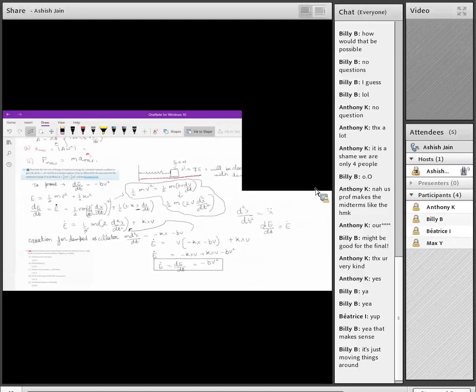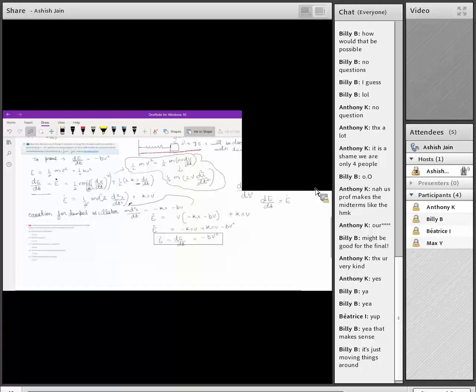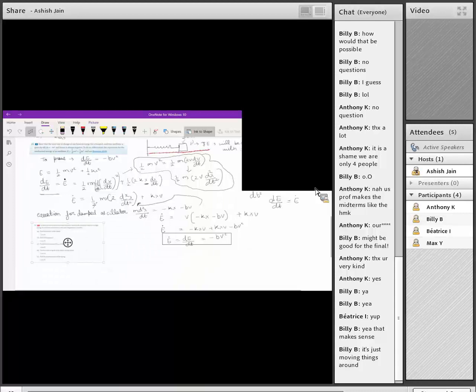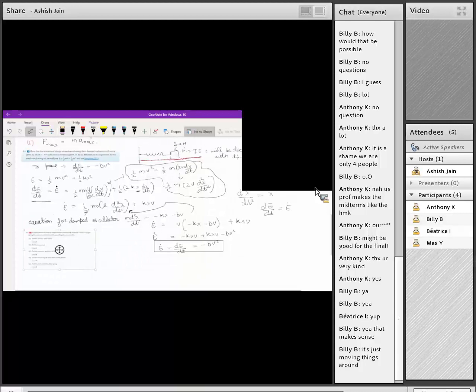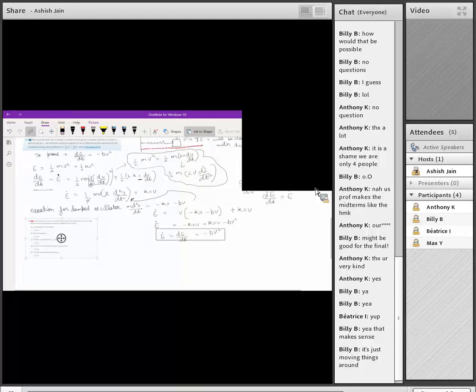Yes, it's just moving things around. I'm substituting from the damped harmonic oscillation equation back to the total energy equation in terms of little differentiation. All I did was take a derivative with respect to time. That's all I did. Nothing more than that. Simple proof.